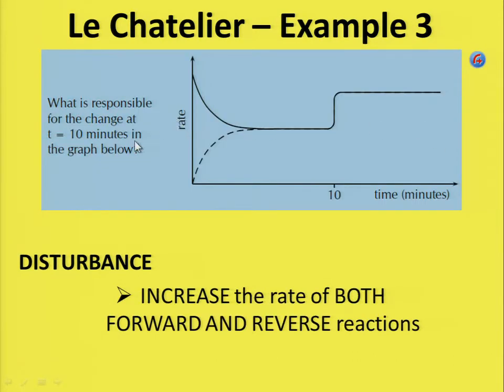Example 3. What is responsible for the change at t equals 10 minutes in the graph below? Here is your reaction rates. Here is equilibrium because the rates are equal, and now at 10 minutes there is a disturbance. And then equilibrium is reached again. So, what happened? An increase in the rate of both the forward and the reverse reactions. Both lines are increasing equally to form equilibrium again.